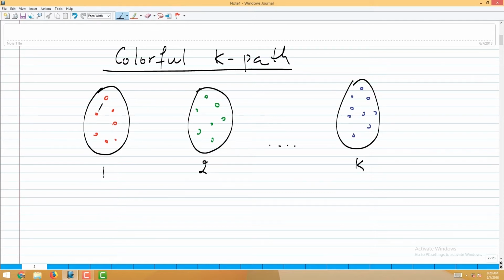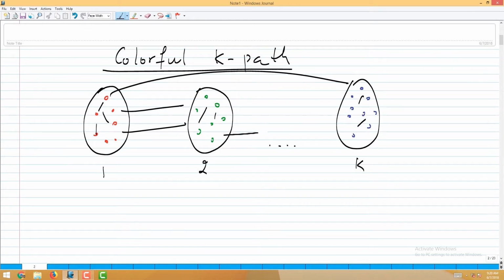There are edges in the input graph. They could be anywhere. There could be edges even inside one color class, because what I gave you was not a proper coloring. So this is how the input looks like, and we are interested, is there a path of length k that uses exactly one vertex from each color class? That's the question, right? Again, this is the input and the goal is to see, is there a path that uses exactly one vertex from each color class?